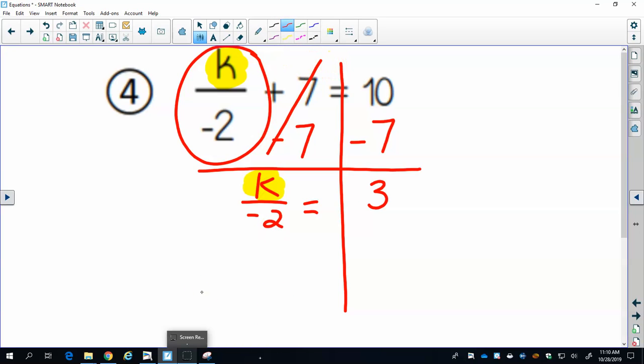So this time we have division. And so to undo division, this bar here means division, means to divide. And we're trying to undo that. When we undo addition, we do the opposite operation. So to undo division, we're going to multiply by -2. So we're going to multiply both sides here by a -2.